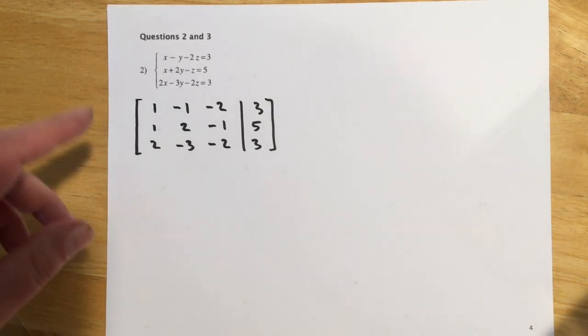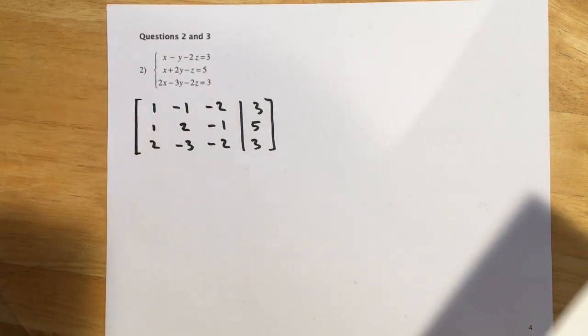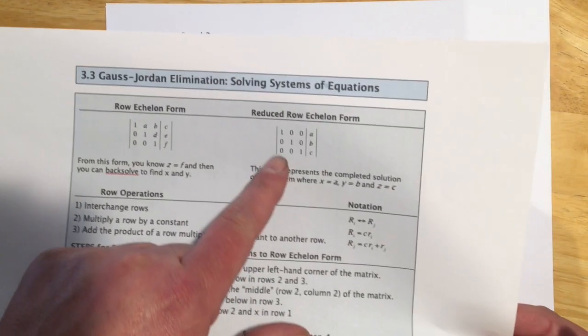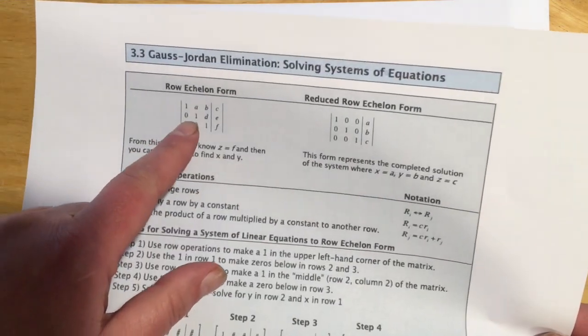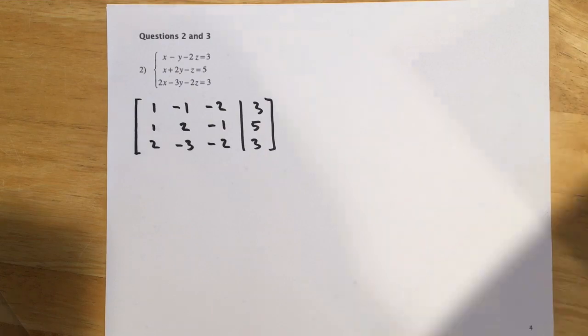Okay, so examples 2 and 3 are the ones I would have you guys try in class, and so far I just took this and wrote it as a matrix. And I think since I did the reduced row echelon form in the first example, I'm going to do row echelon form in this one, and then back solve just to show you both flavors.